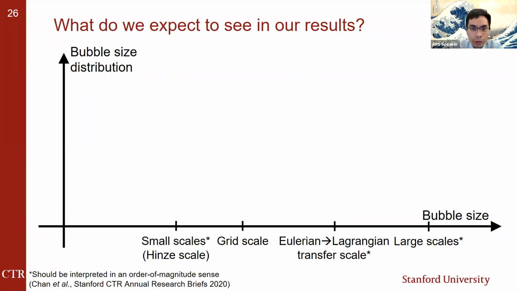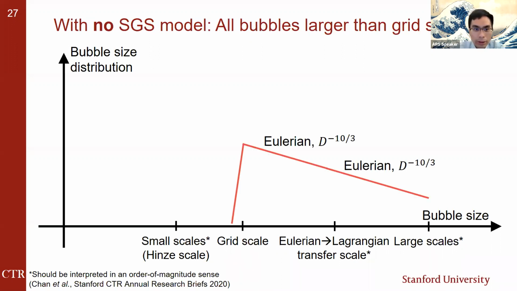Now I just want to walk you through what we expect to see in our results, because the distribution can be a bit confusing. So let me walk you through step by step, sort of the pieces and the characteristic scales in this problem. With no subgrid scale model, only bubbles larger than the grid scale are resolved. So you see here a d to the negative 10 distribution above the grid scale. This is what we expect when there is no subgrid scale model and all the bubbles are Eulerian.